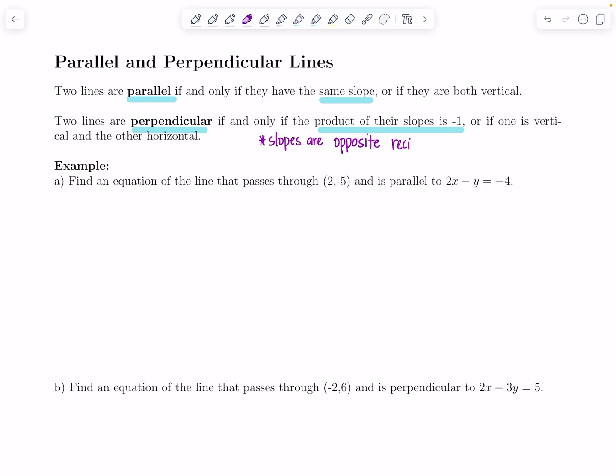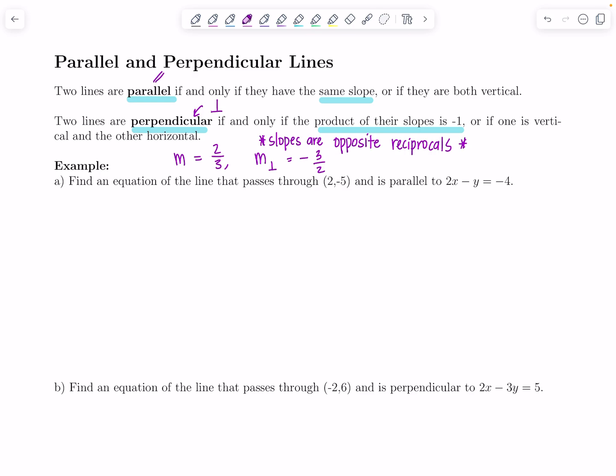You're like, that doesn't help. Okay, let me give you an example. If I know the slope of one line is 2/3, the slope of the line perpendicular to it, and this little upside down T means perpendicular, would be -3/2. So let's introduce this abbreviation, perpendicular, upside down T.